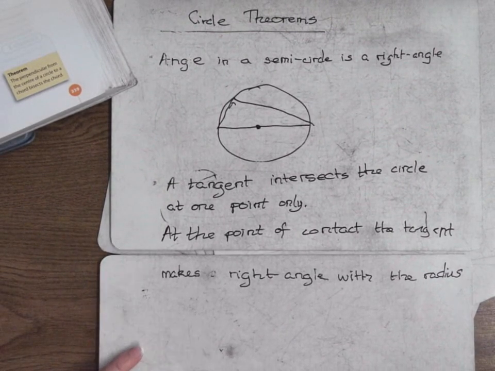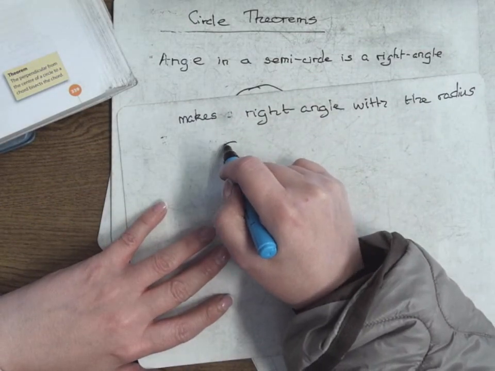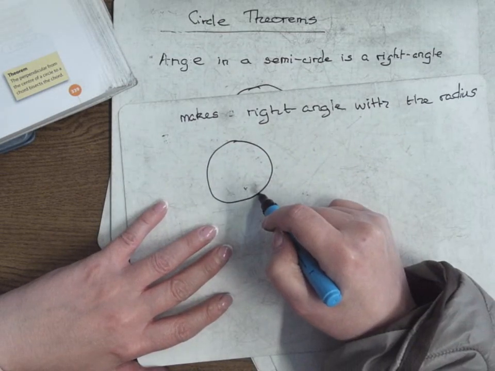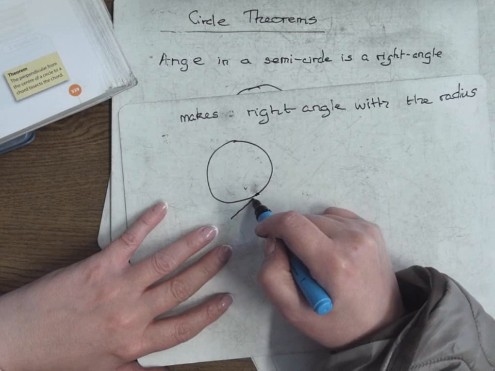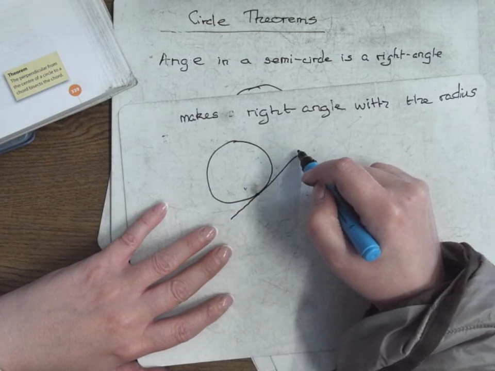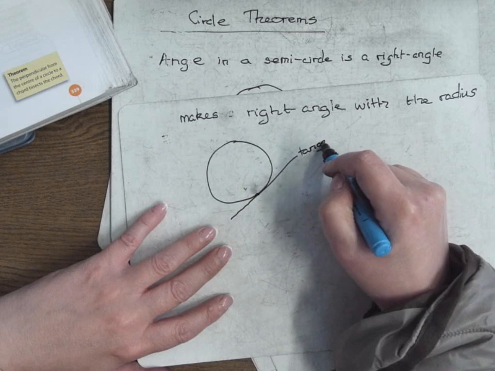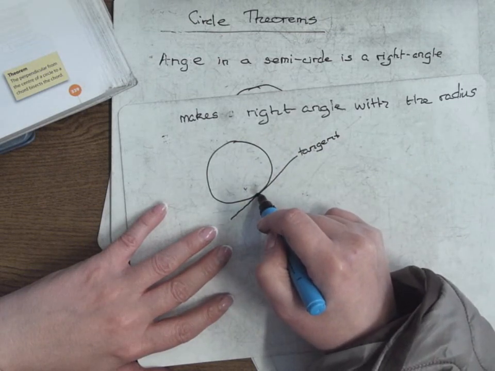Okay, so what I mean is, if you have a circle, a tangent is a line that hits the circle at one point only. So this is a tangent. There's one point of contact here.